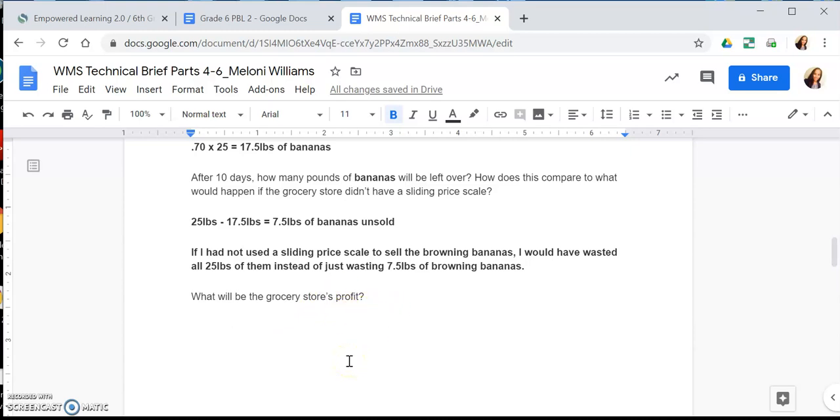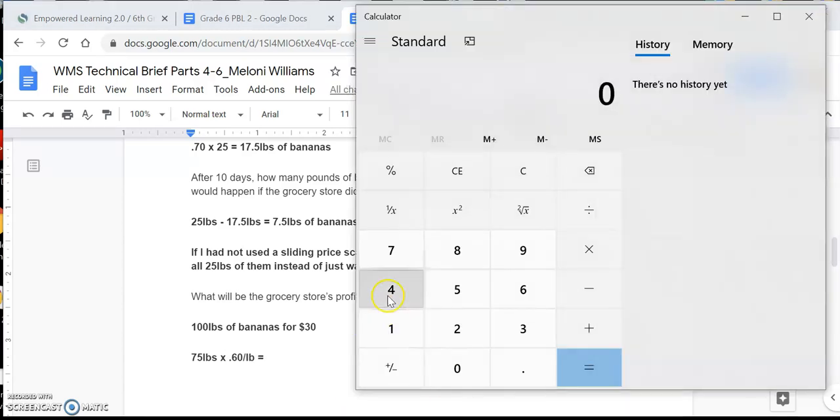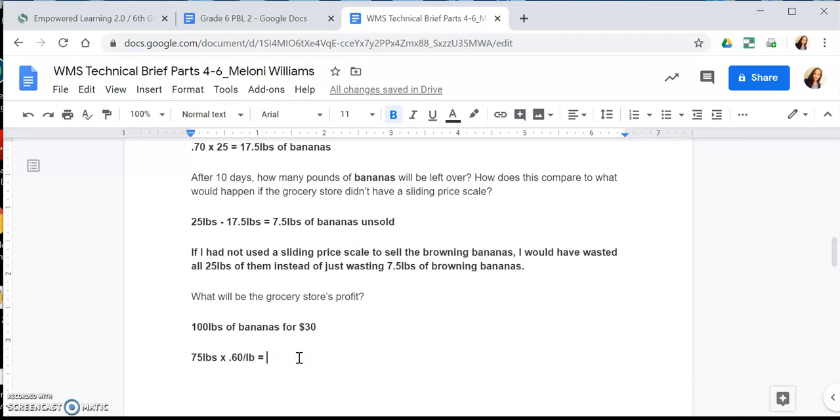Okay, so we know that the grocery store purchased 100 pounds of bananas for $30. We know that the grocery store sold 75 pounds of bananas for 60 cents per pound. So let's see how much the grocery store made for the full price bananas. 75 times 0.60 equals $45. So selling 75 pounds at full price for 60 cents per pound, they made $45.